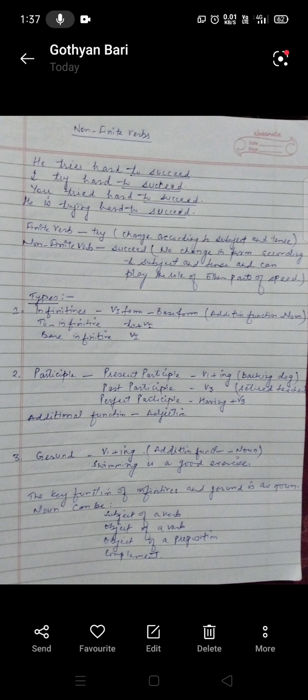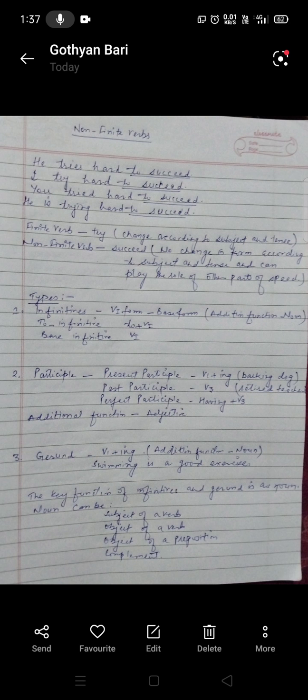Now we move to the different types of non-finites we have in the English language. Friends, we have three types of non-finite verbs: infinitives, participles, and gerunds. When we go through the details about these three types, we have to keep two things in mind. One is how a particular type looks, how can we identify that this is a gerund, this is an infinitive, and this is a participle?